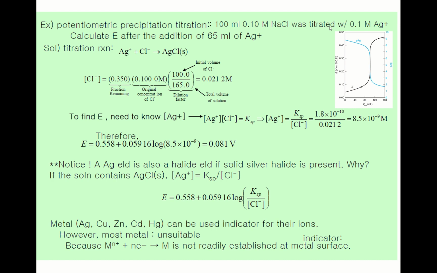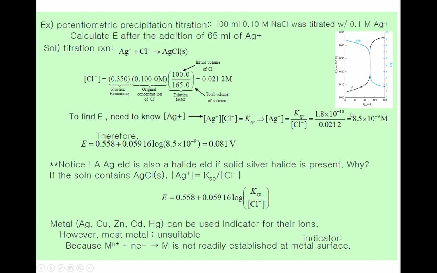So let's look at this figure, and this is a titration curve. All the titration curves resemble each other. The acid-base titration curve takes this form. EDTA titration also takes this form, and the precipitation titration curve takes this form, and now the redox titration curve takes this form.